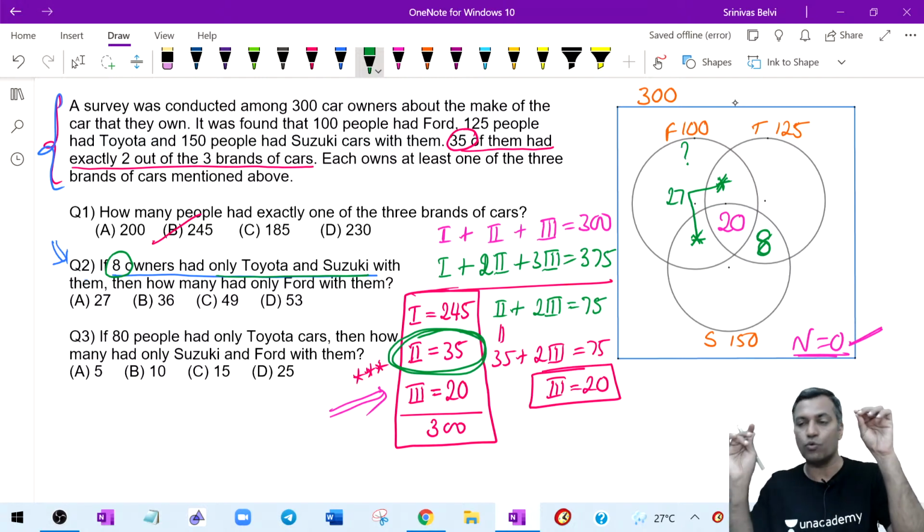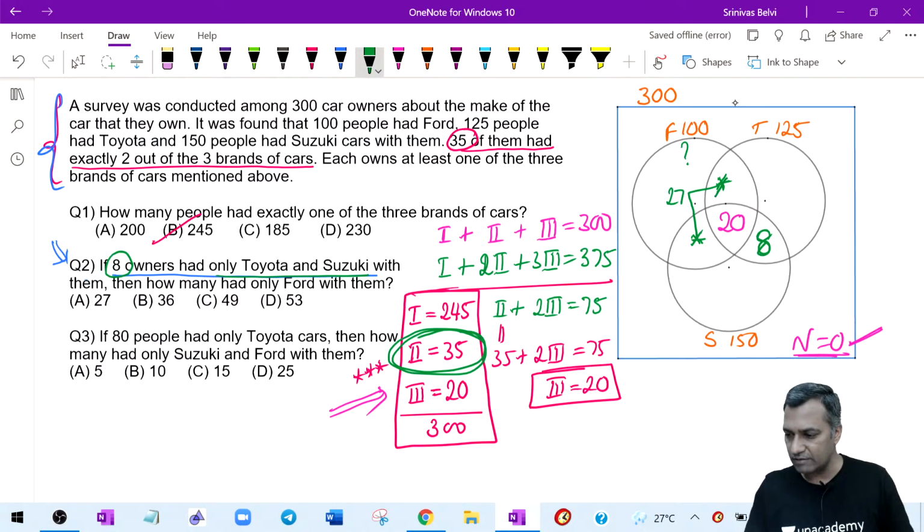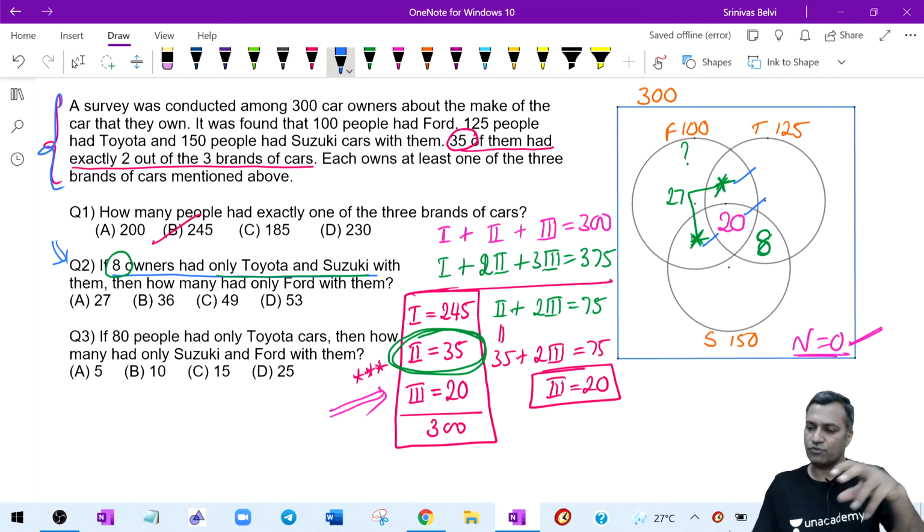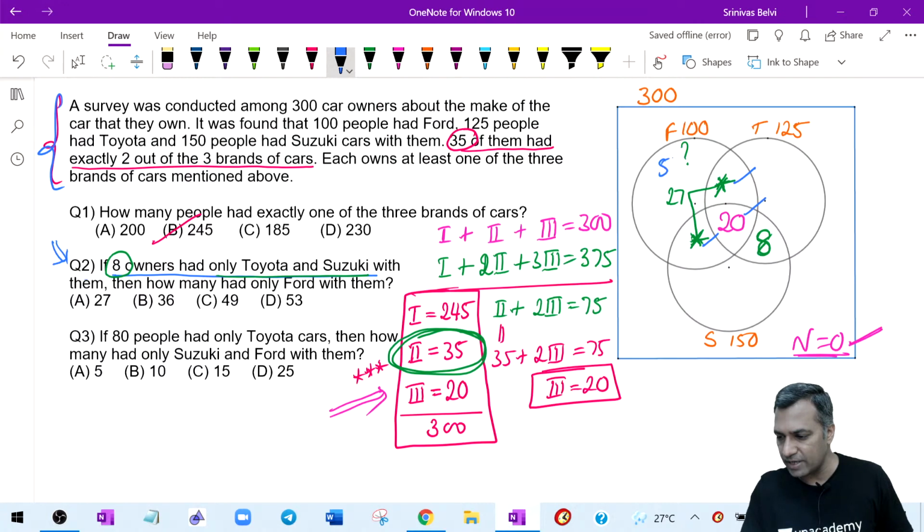I'm not saying the only Ford is 27. This 27 stands for these two stars. Now take a look at the Ford one there. So you have 20 here. These two put together is another 27. So therefore together now it has become 47. Therefore only Ford will be how much? Another 53, because that circle adds up to 100.